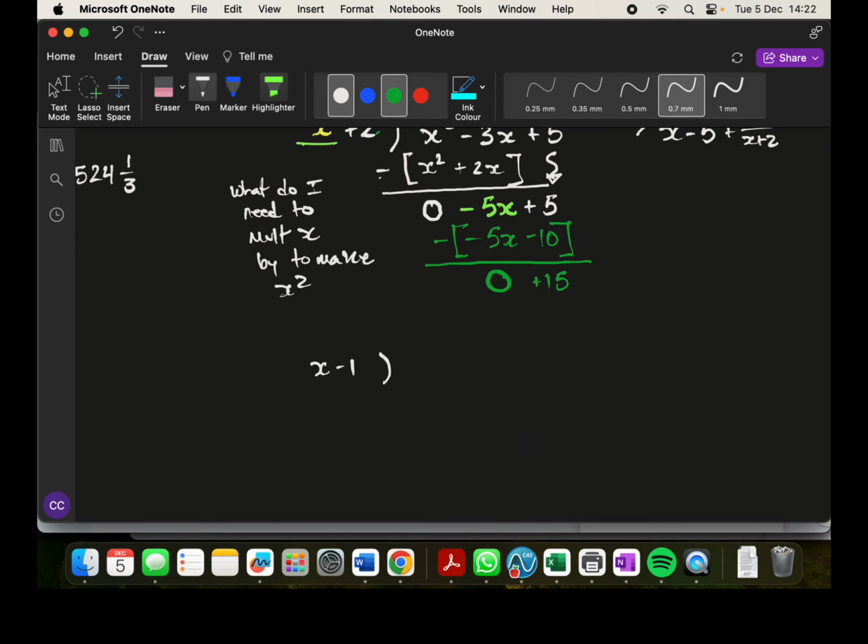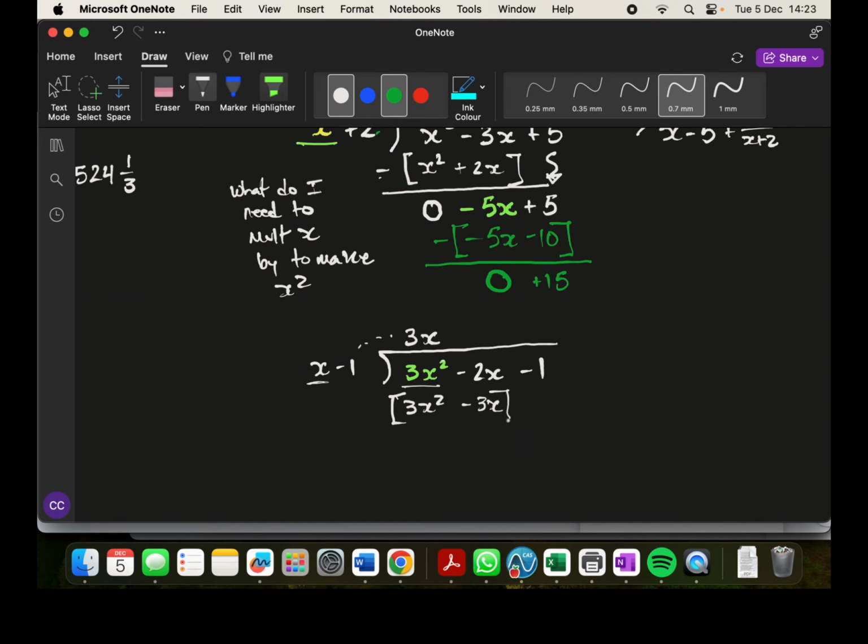Let's do x minus 1 goes into, I don't know, 3x squared minus 2x minus 1. Okay? So again, we start here. What do I have to multiply x by to make it equal to 3x squared? Well, I'd have to multiply it by 3x. And if I multiply that, I'd be left with 3x squared, and 3x times negative 1 is minus 3x.